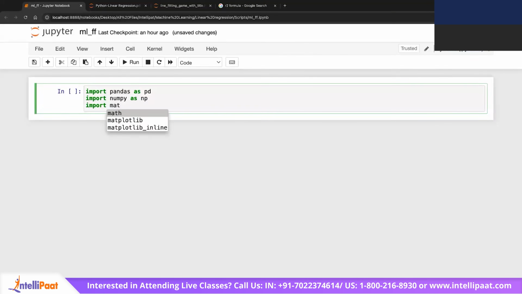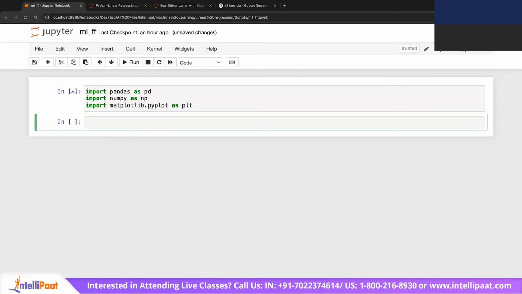Import matplotlib.pyplot as plt. Do I say these are the most basic kind of, I don't know, the most basic kind of approaches whenever we are writing any code? Okay, exactly.